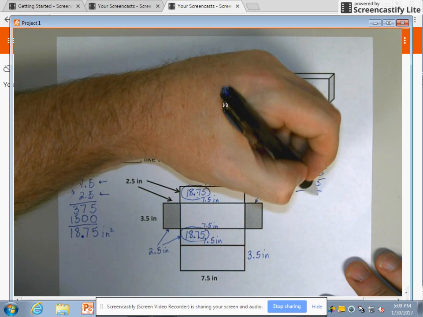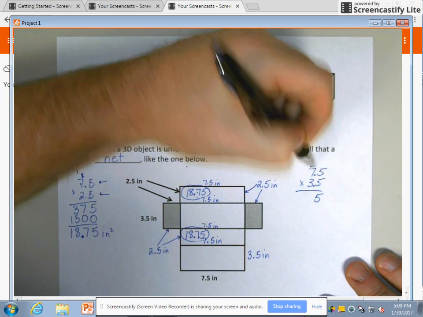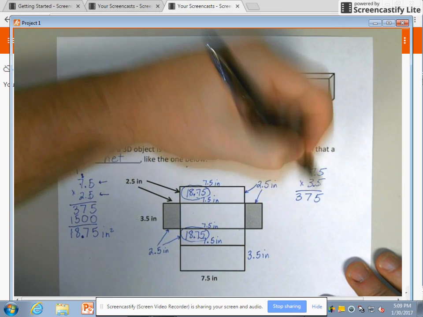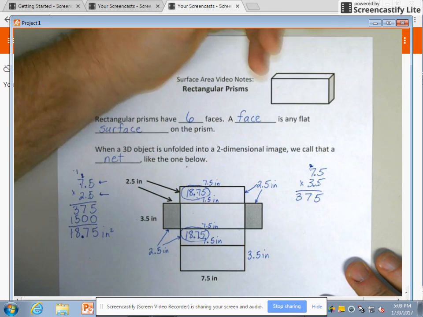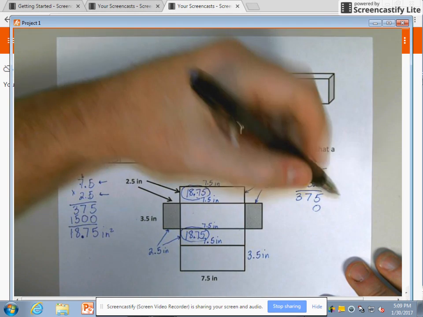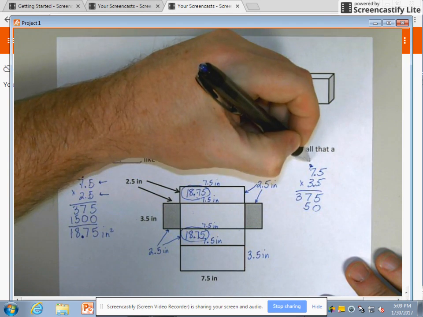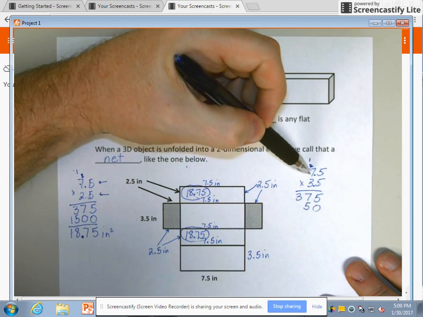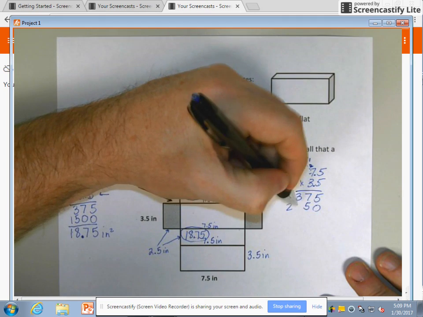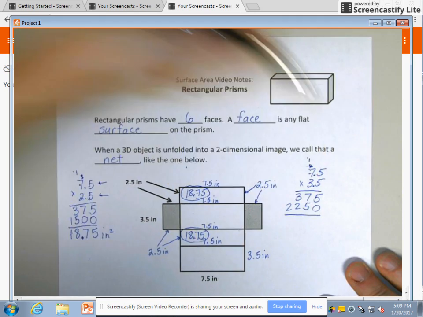5 times 5, 25, 5 down, 2 up. 5 times 7, 35, plus 2 is 37, and I'm finished with that too. My placeholder goes there. 3 times 5 is 15, the 5 goes down and the 1 goes up. 3 times 7, 21 plus the 1 is 22. And we add.